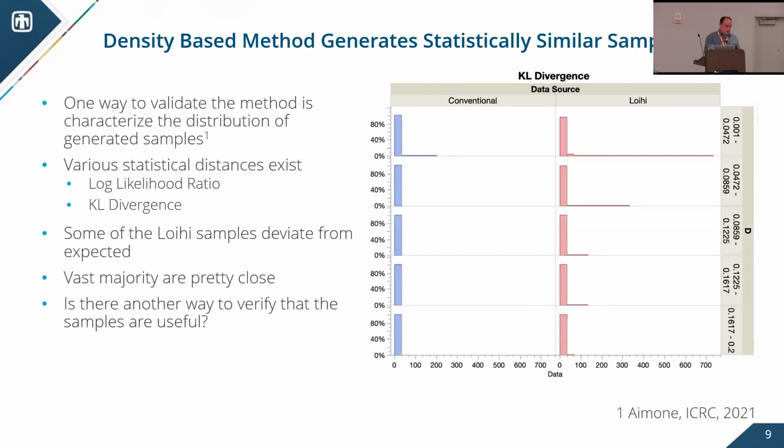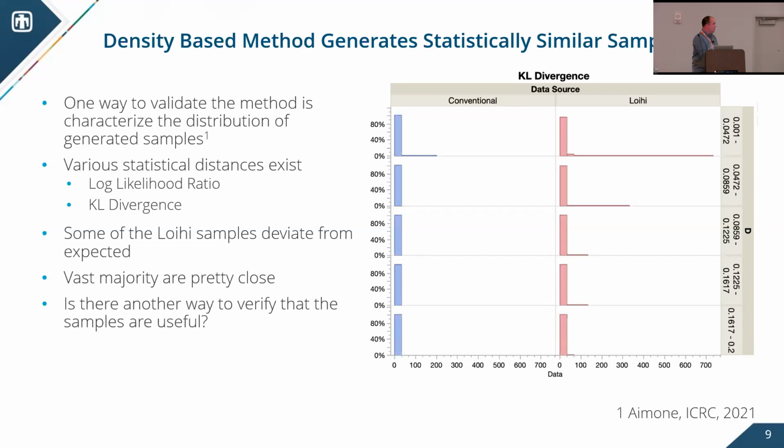Like I said, we can also do a statistical analysis, right? So what we've done here is basically we want to take the data that's coming out, all those walkers, all those densities of walkers in the locations, and apply some sort of statistical measure or distance to say whether or not they match what we expect, right? There's a few ways to do this, things like log likelihood ratio or KL divergence. The plot on the right is showing KL divergence of conventionally generated walkers versus Loihi generated walkers under a few different parameter sets.